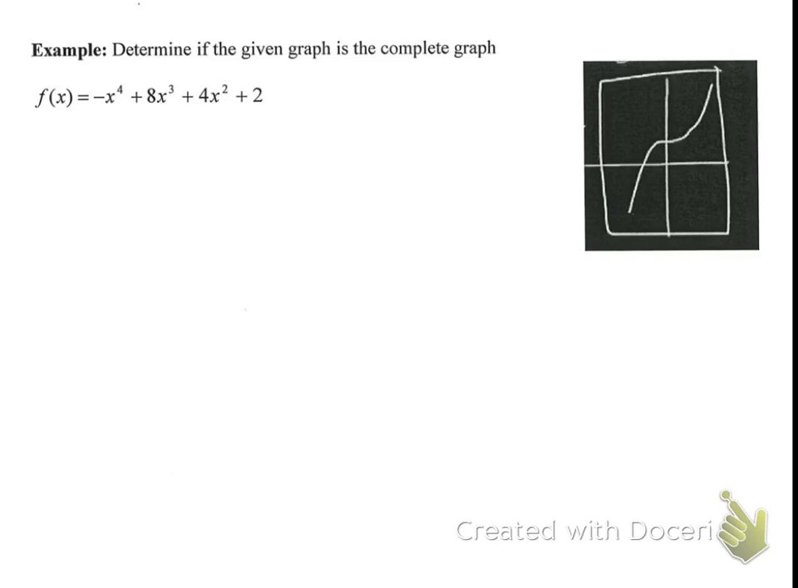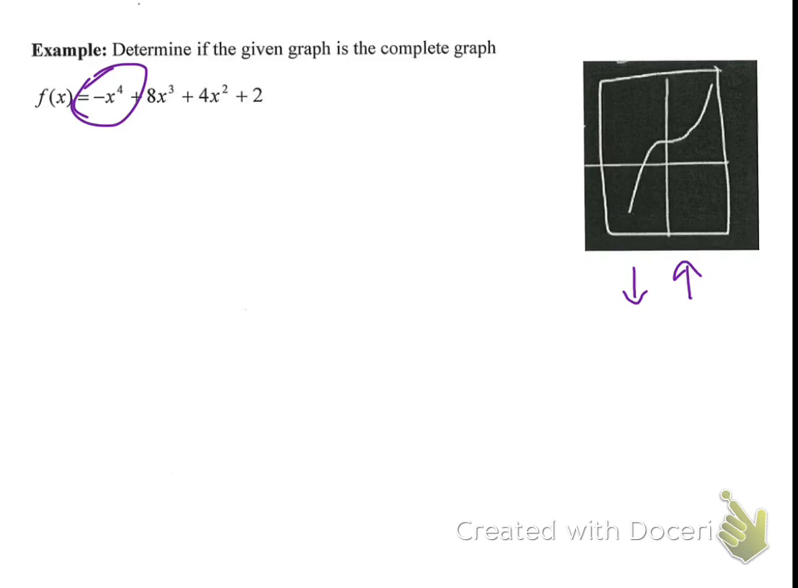Now for our next example, the directions say determine if the given graph is the complete graph. So based on the picture that's given, this end behavior is down, up. So we don't know if what we're seeing is the full picture or if it's zoomed in. So I'm going to go over to the equation now. This is the equation that's supposed to match the graph.